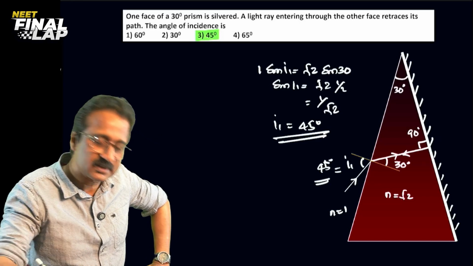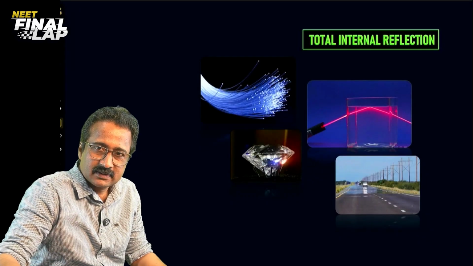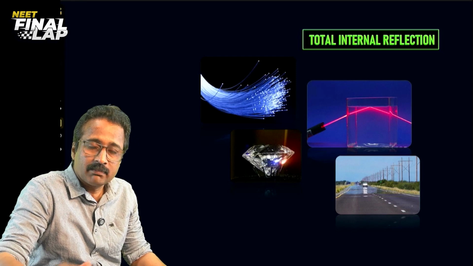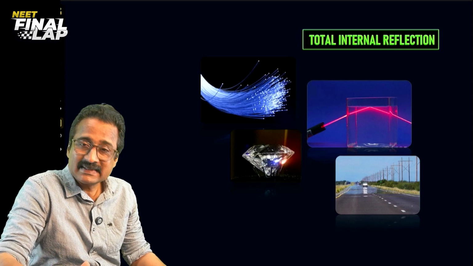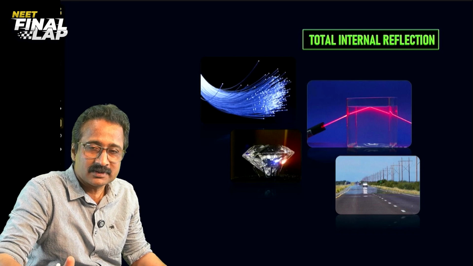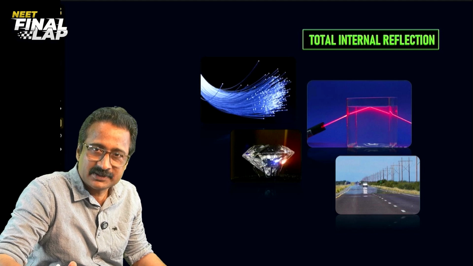Your option is 3. You know, when light ray passes from one medium to another medium, it bends. When light ray passes from denser medium to rarer medium, certainly it bends away from normal. And yes, that produces a lot of consequences. One consequence is total internal reflection. It's a very important phenomenon you must know.